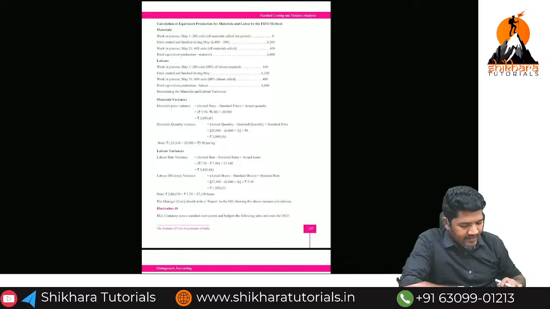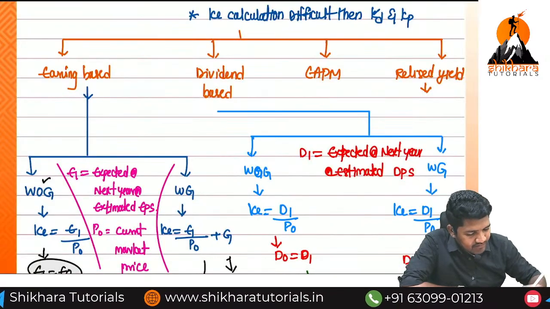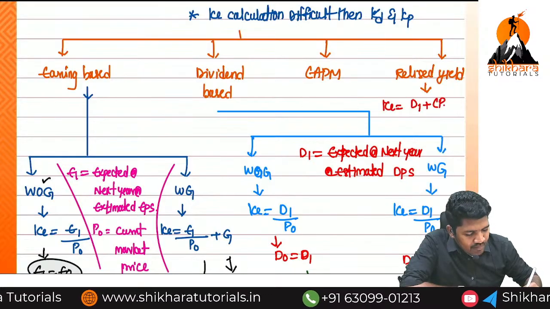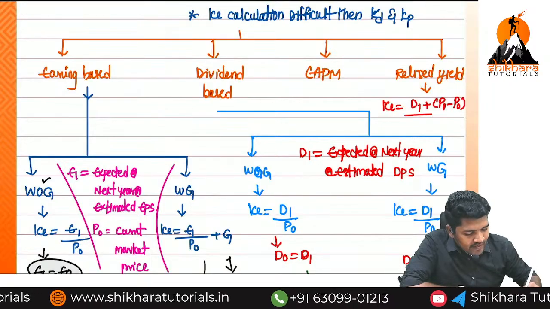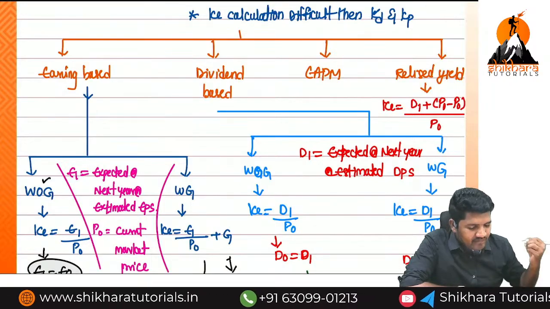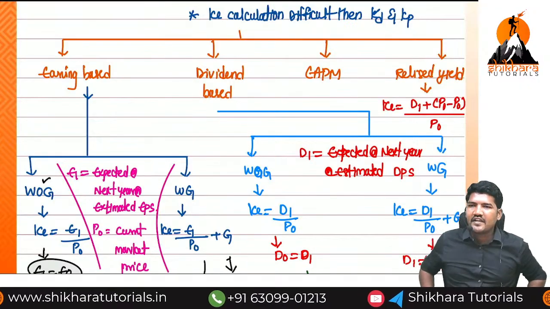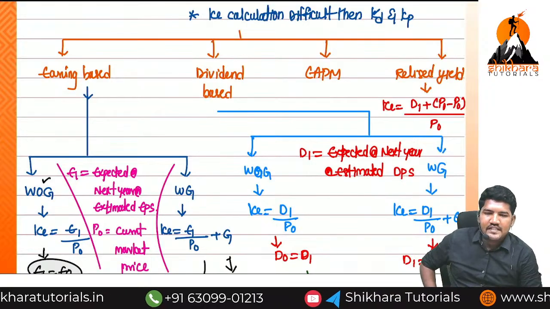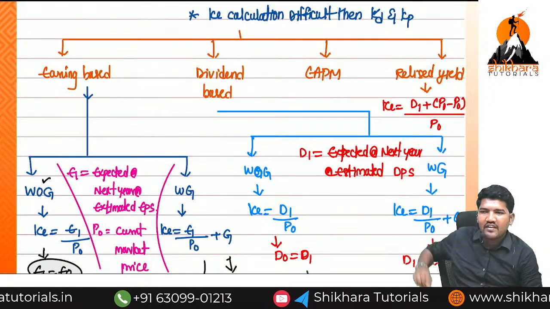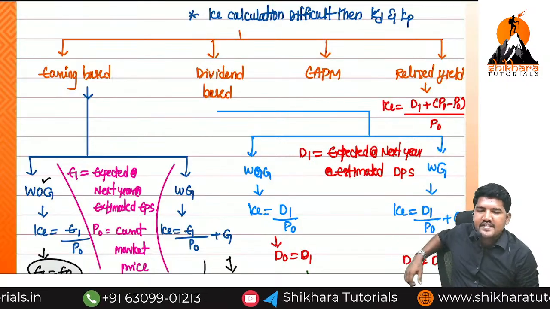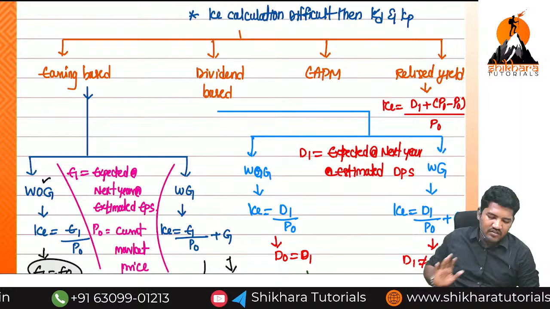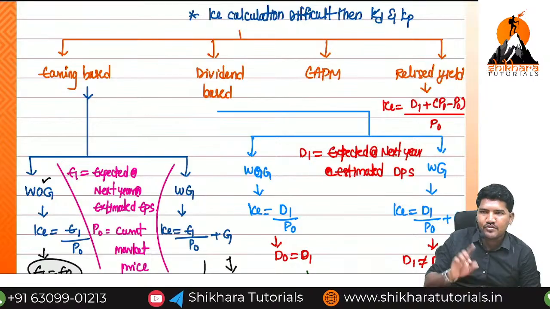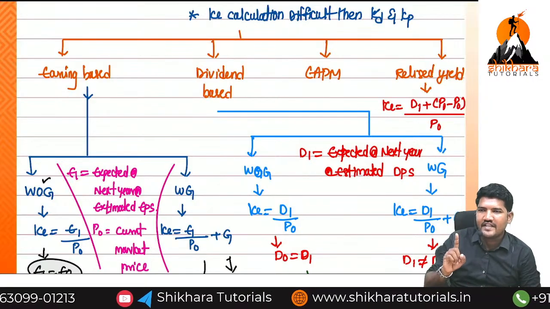Now, when it comes to the realized yield, Ke equals D1 plus P1 minus P0, divided by P0. It's not there in your final level, it's an intermediate concept. There are advanced concepts based on realized yield in the chapter called valuation of assets and liabilities. Up to that, just understand this only. That is sufficient. If I put 1 rupee of investment, I expect two things: one is dividend, another one is capital appreciation.